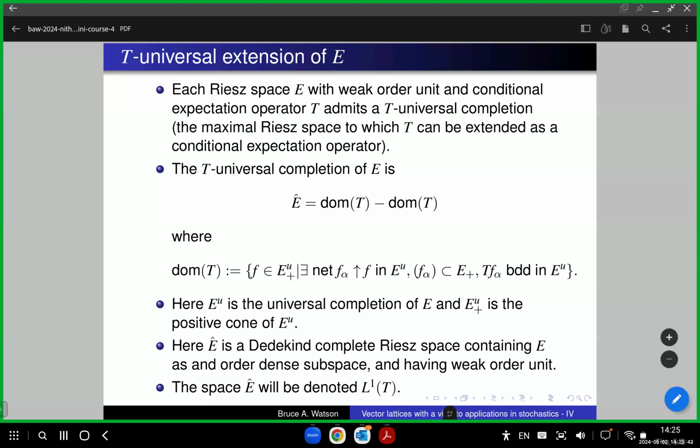And we look at the positive cone of this extension, we call it DOM T, and we look at all the elements in the positive cone of the universal completion of our Riesz space. Now, the universal completion of the Riesz space is the smallest Riesz space containing your original Riesz space, which admits the arbitrary suprema of disjoint objects from your original Riesz space. They don't have to be countable or anything. You can take a family of objects from your original Riesz space, so long as they are disjoint, you can form their supremum in the universal completion. And the universal completion is the smallest Riesz space which allows that.